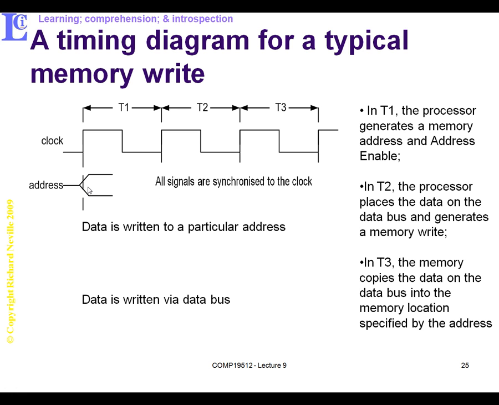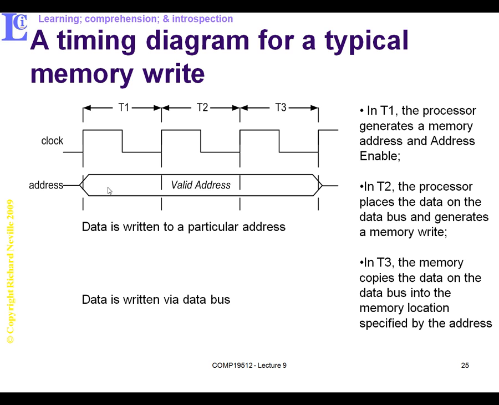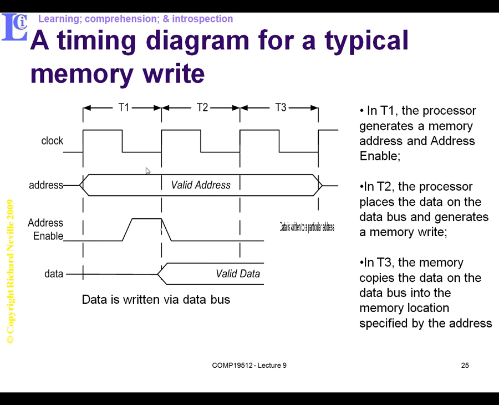So let's look at the first signal then. First, the processor puts out an address, which is a valid address on the address bus. Then in the second half of the first cycle T1, it tells the memory, this is the address enable line going high, this is a valid address, so lock it into your input addresses and find that location. And then the memory will find that location.